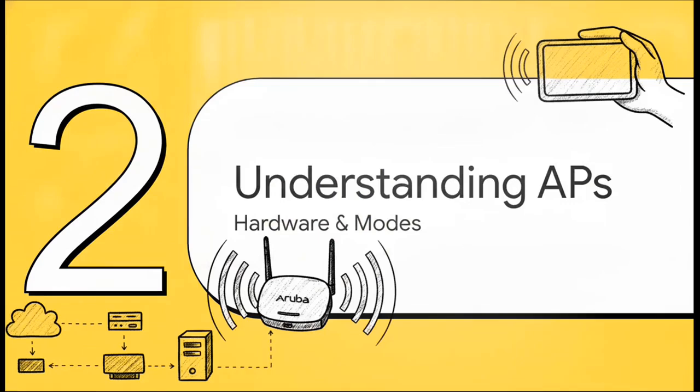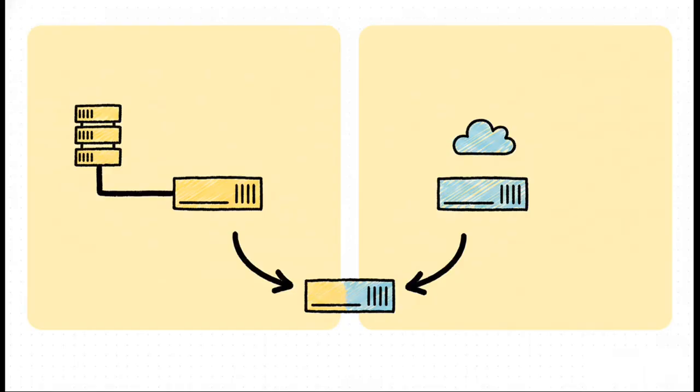Moving on to Section 2, Understanding Access Points. We know the back end, so let's talk about the actual piece of hardware your engineer is holding right now. So there are two main deployment modes you've got to understand here. On one side, we have the Campus AP, or CAP, which requires a mobility controller and runs an Aruba OS image.